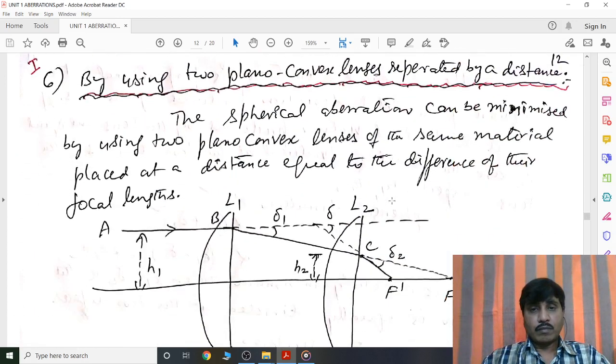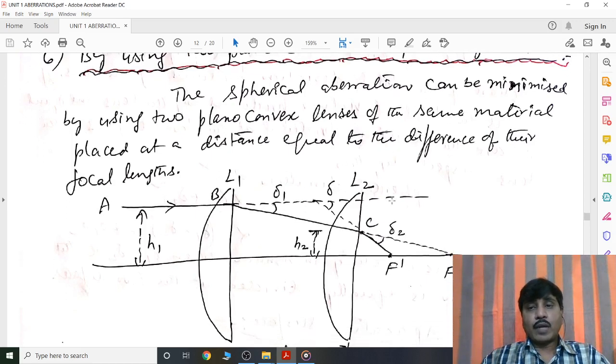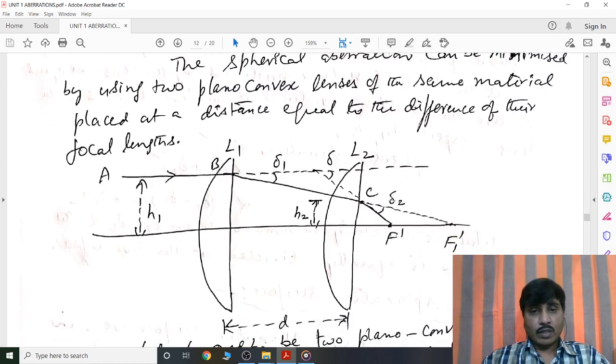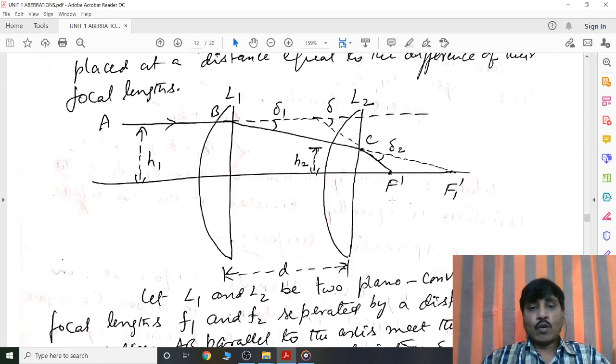Now, the last method is we can minimize the spherical aberration by using two plano-convex lenses separated by a distance coaxially. The spherical aberration can be minimized by using two plano-convex lenses of the same material placed at a distance equal to the difference of their focal lengths. The figure shows two plano-convex lenses of focal lengths f1 and f2 separated by distance d coaxially.